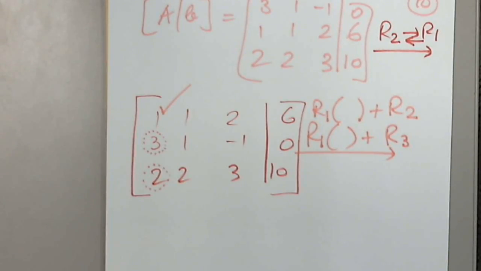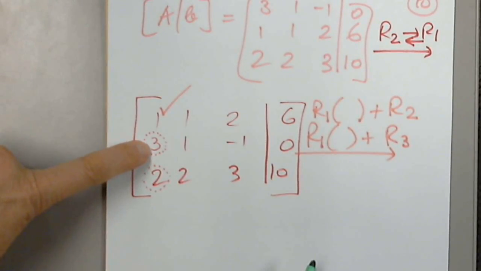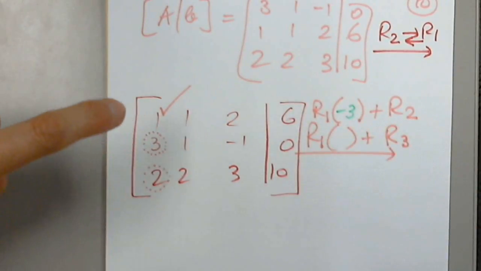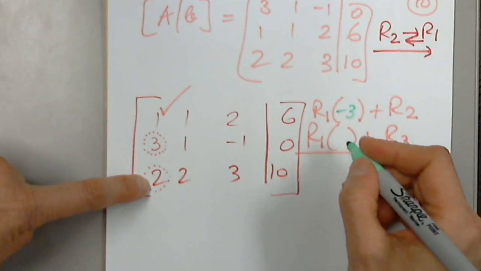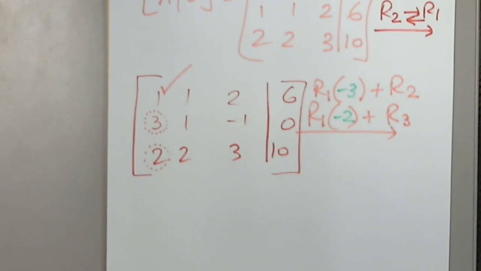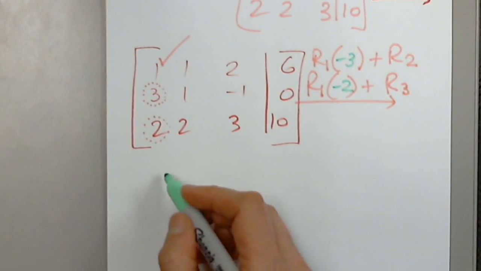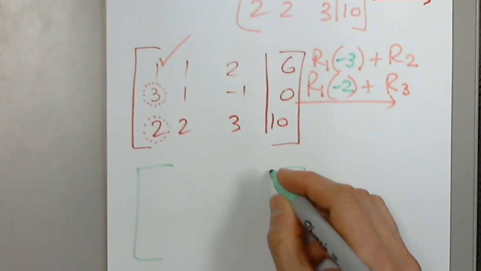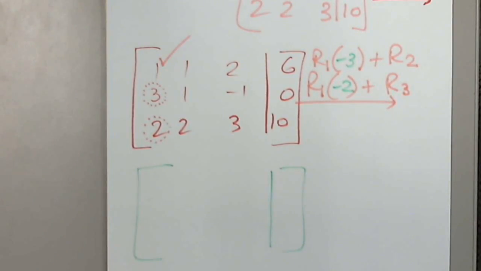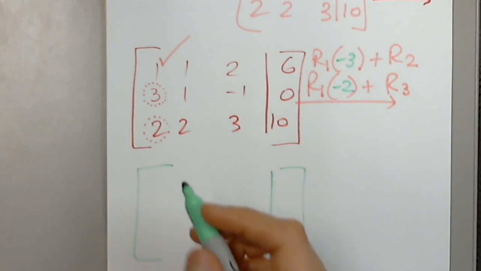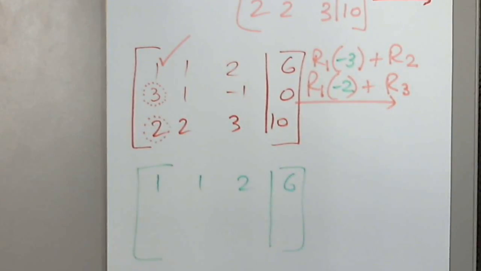I want 3 to go away and I want 2 to go away. So what will I multiply row 1 by to eliminate this? Negative 3. And to eliminate this? Negative 2. Do we all agree with this step? Yes? Okay. Which row do I copy in this step, because I'm using it and it will not change in any way? Row 1. Yes. 1, 1, 2, 6.